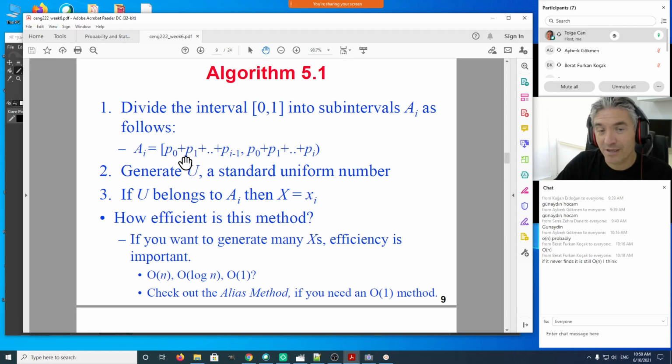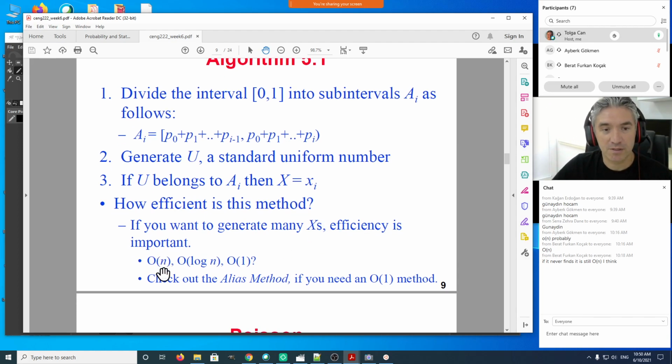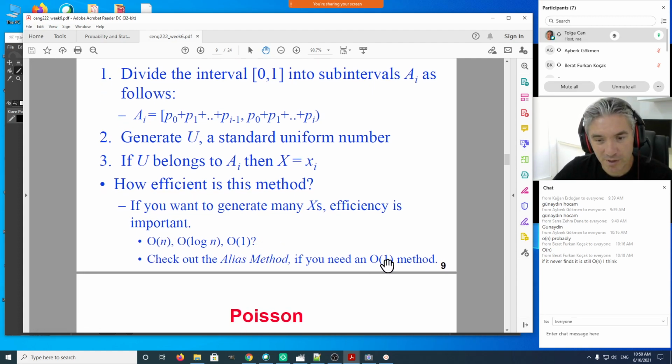There are data structures like segment trees or interval trees, but they will give you O(log n) time for finding which interval a point belongs to. The simplest algorithm that is in the book takes O(n) time, linear time, in the worst case, to find which interval this uniform number belongs to. Okay, so this step 3 needs you to go over each interval one by one. So it's O(n) time. So if your random variable takes n values, it will on the average take O(n) time. So this one is the O(1) method.